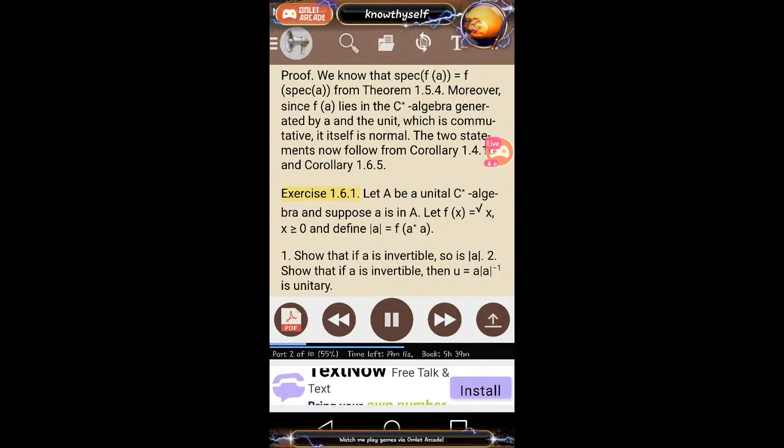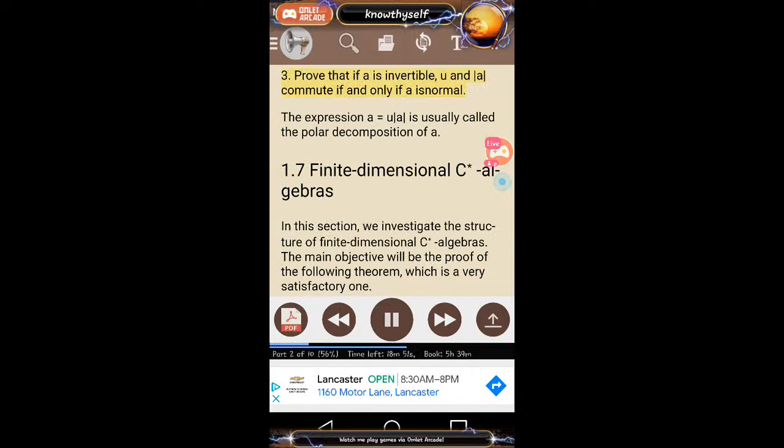Exercise 1.6.1. Let A be a unital C*-algebra and suppose a is in A, a greater than or equal to 0. Let f(x) equals square root of x, x greater than or equal to 0, and define |a| equals f(a). 1. Show that if a is invertible, so is |a|. 2. Show that if a is invertible, then u equals a|a|^-1 is unitary. 3. Prove that if a is invertible, u and |a| commute if and only if a is normal. The expression a equals u|a| is usually called the polar decomposition of a.